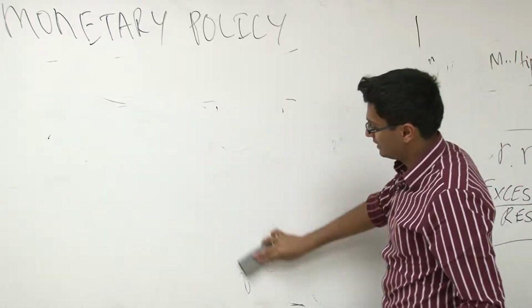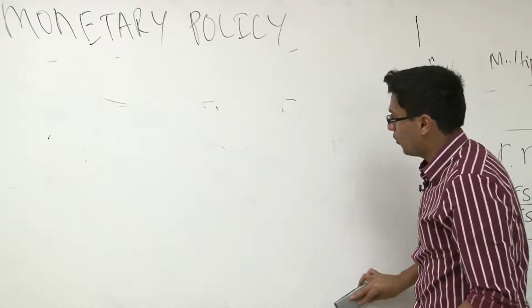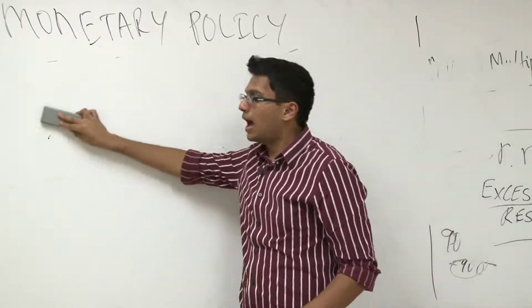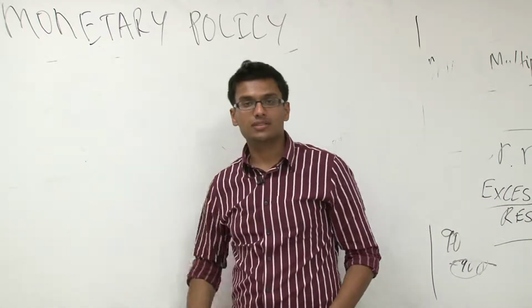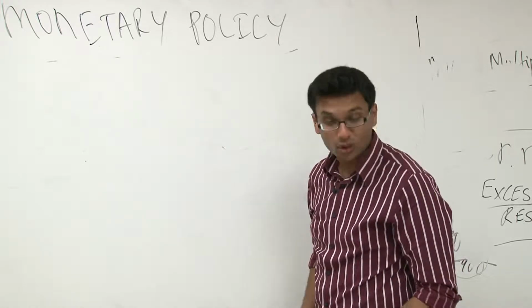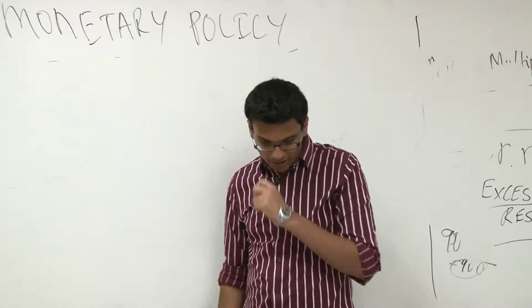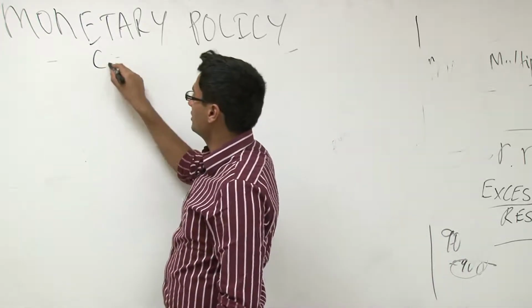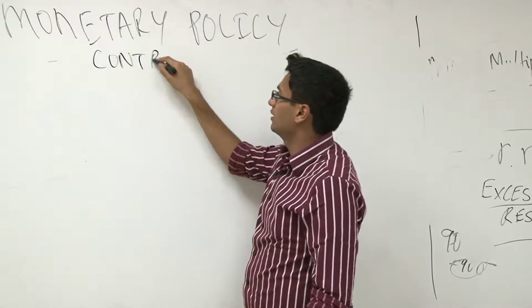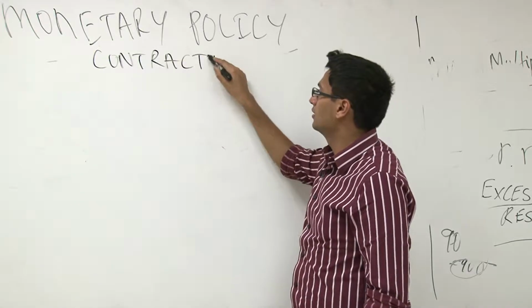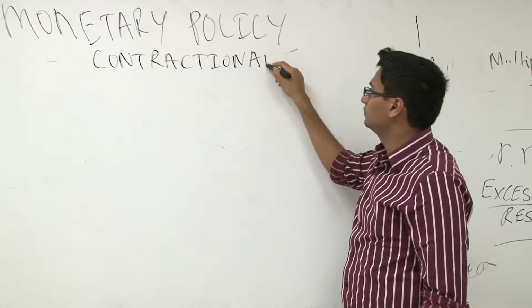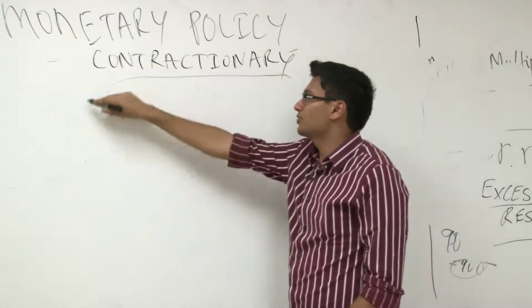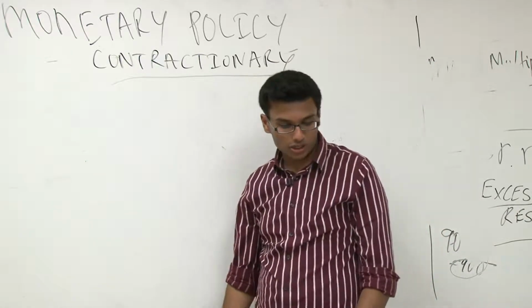Again, how do you do that? Primarily through OMO, open market operations, which is something we'll go over in this class. We'll do our best to go over that. So here is a contractionary monetary policy. Okay, what happens in a contractionary monetary policy?